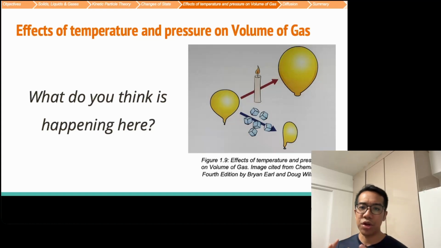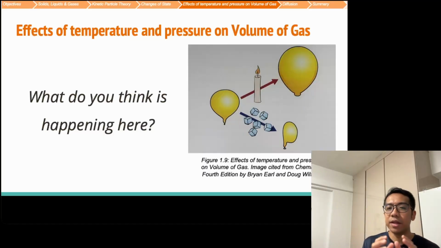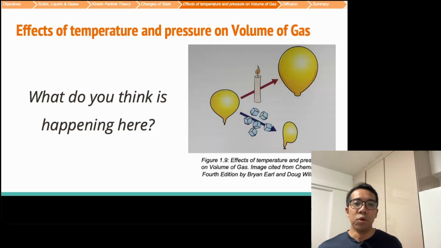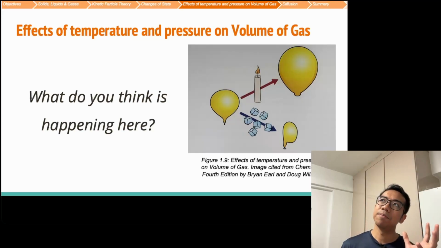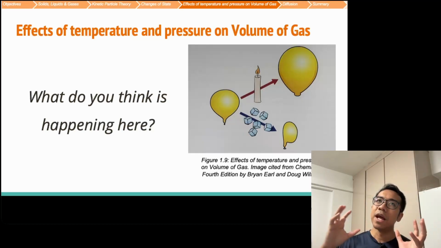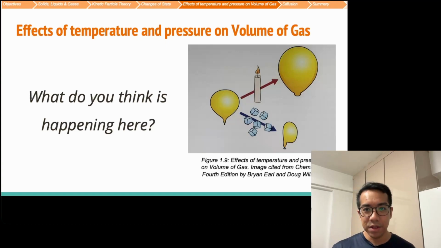So as you can see in the picture here, when you heat up the balloon, it tends to be bigger. When you cool down the balloon, it tends to become smaller. Why is that so? I will give you 30 seconds to try to guess why this is so. One key hint is to think of, again, heat energy and energy of the system versus forces of attraction. Apply the same logic that you've learned earlier in heating and cooling curves as well. Ready? Okay, if you're ready, let's move on to the answer itself.